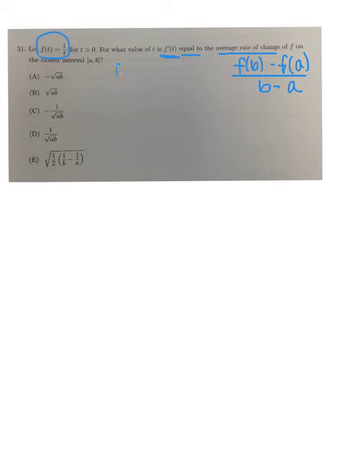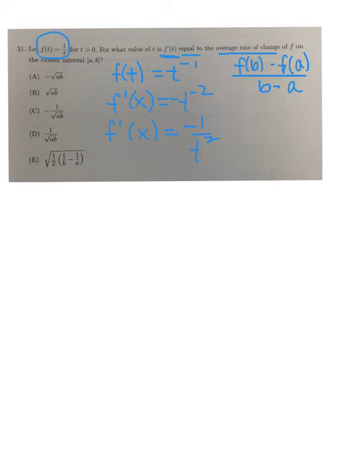Well, I know that f of t is really t to the negative first power, right? So let's take the derivative of that, and that's going to be negative t to the negative second power. Okay, let's just go one extra step further. So f prime of t is equal to negative 1 over t squared. Okay, so let's leave that aside for a moment, and let's figure out f of b minus f of a.